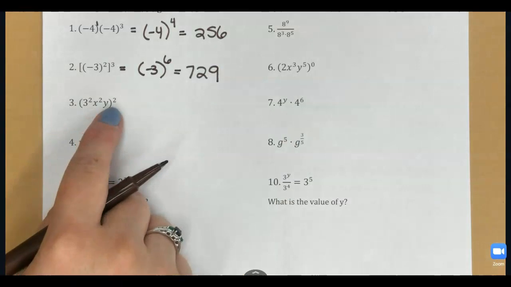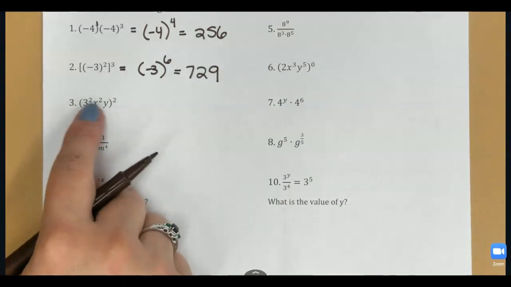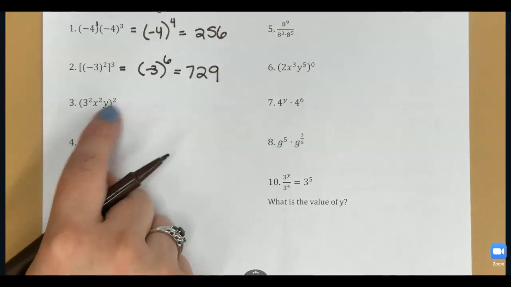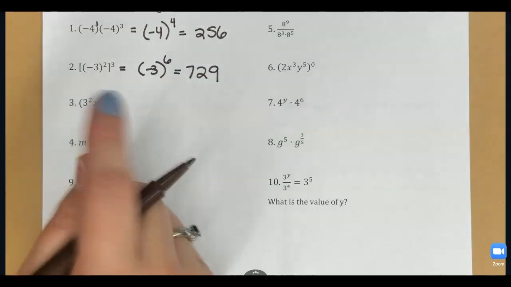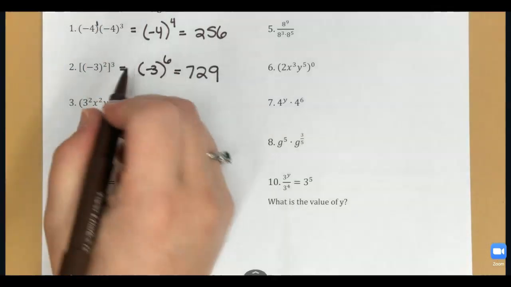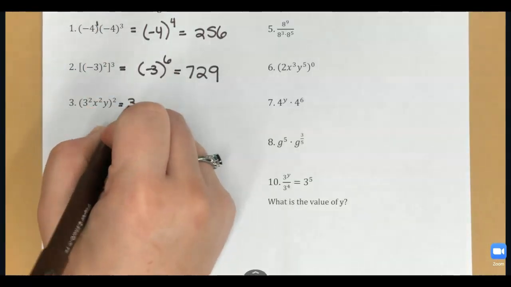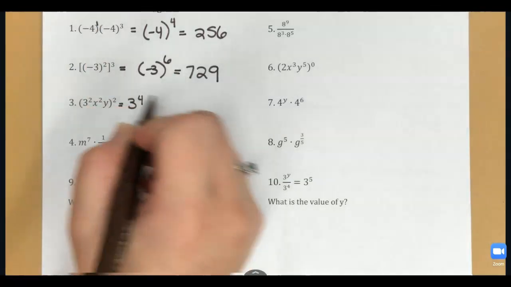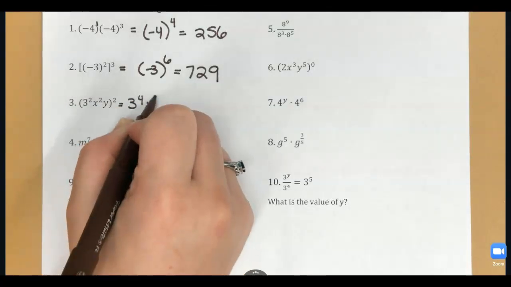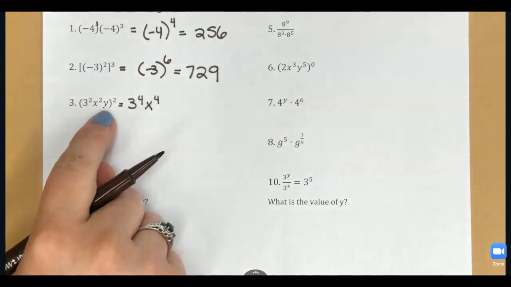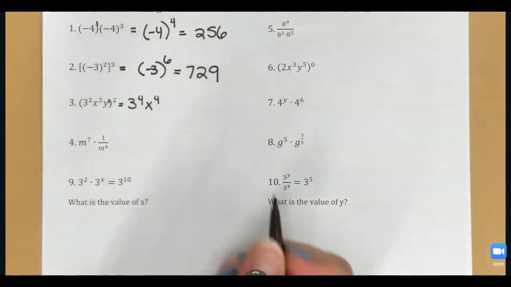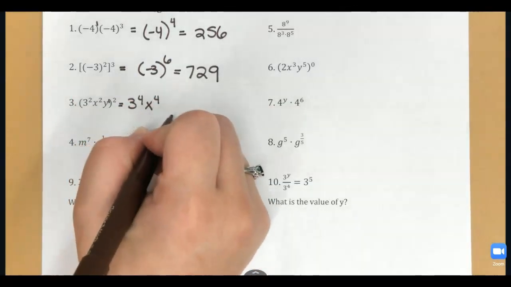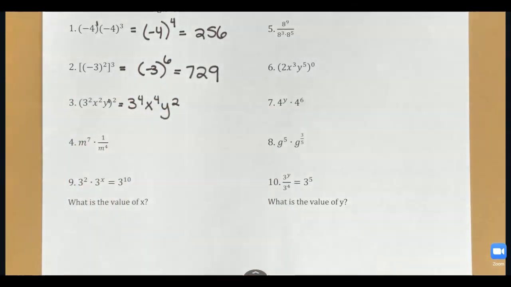On 3, this is my power rule again, and because everything in here is in parentheses, I have to apply that power rule to all 3 parts. So 3 squared raised to the 2nd power is going to give me 3 to the 4th. X squared to the 2nd power is going to give me x to the 4th. And then the y, again, there's an imaginary 1 here. That raised to the 2nd power is going to give me y squared.